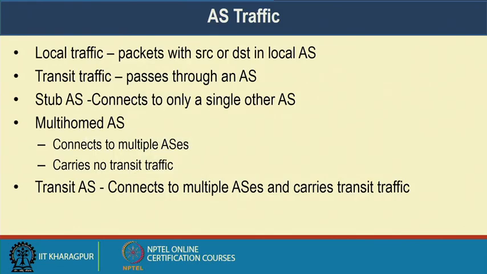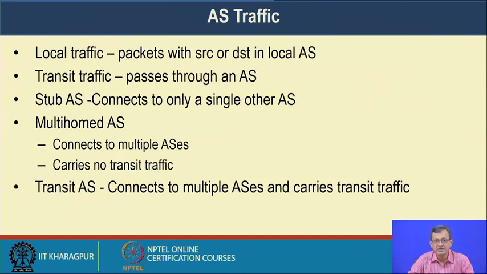And there are different types of AS traffic. Local traffic: packets with source and destination in the local AS. Transit traffic passes through the AS. A stub AS is connected to one single autonomous system. A multi-homed AS is connected to multiple autonomous systems, but carries no transit traffic, right. So, it is connected to multiple autonomous systems and pushes traffic to the respective ones. A transit AS connects to multiple ASes and carries transit traffic, right. So, there is multi-homed, where it is not carrying the transit traffic but is connected, and there is a transit AS.